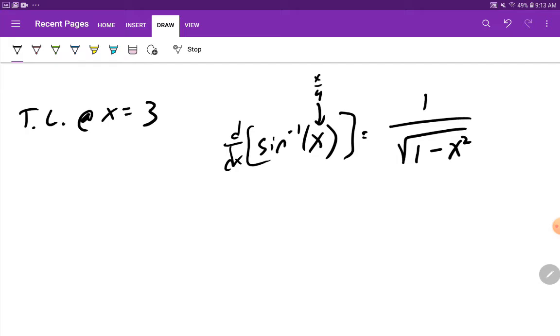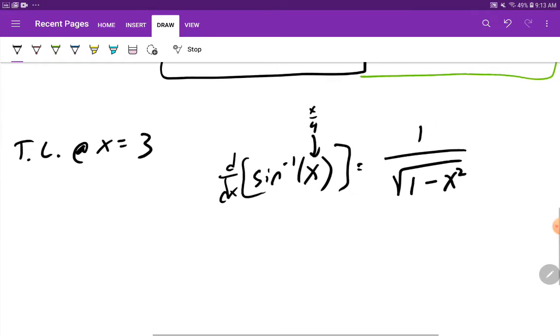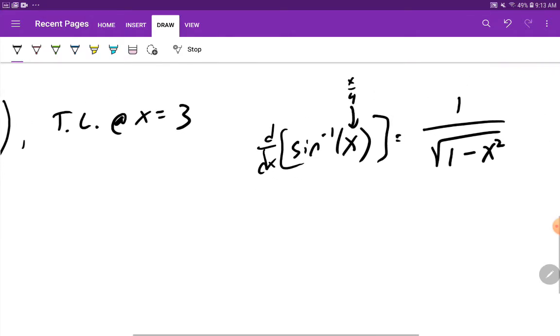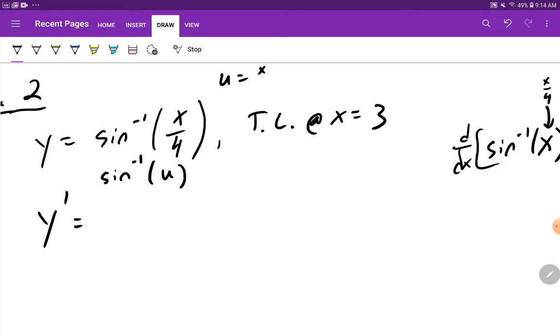Right? So there's a couple ways you can go about this. I'm going to do it a slightly longer way, just so that it's a lot more explicit. I'm going to turn x over 4 into a u, because technically this is a chain rule problem, right? So what I'm going to do is call this sine inverse of u, where u is x over 4.